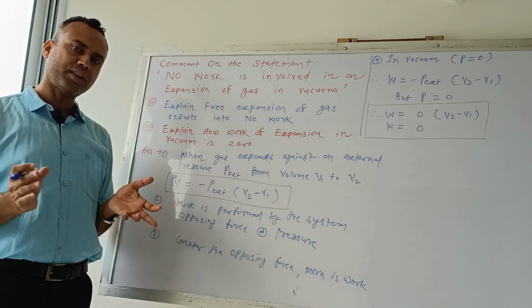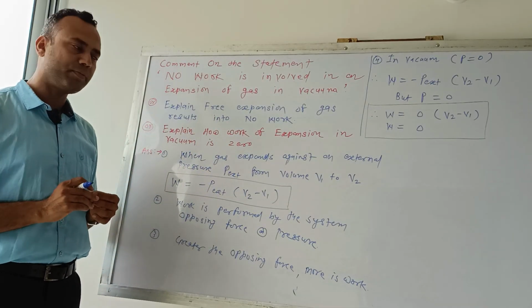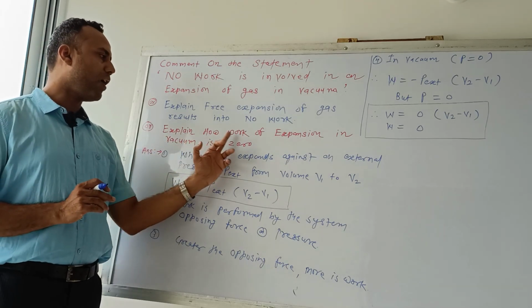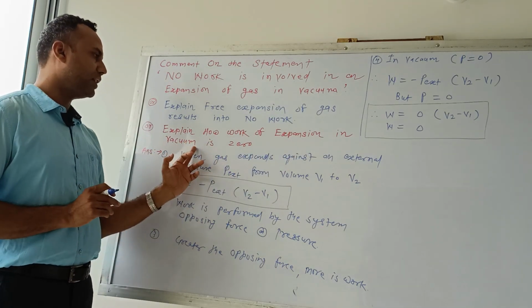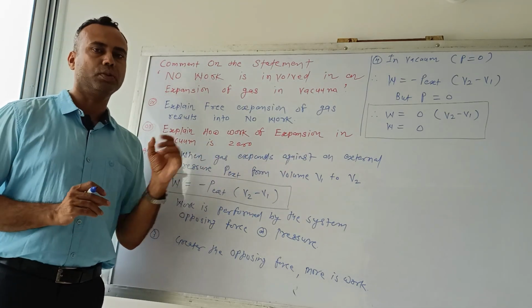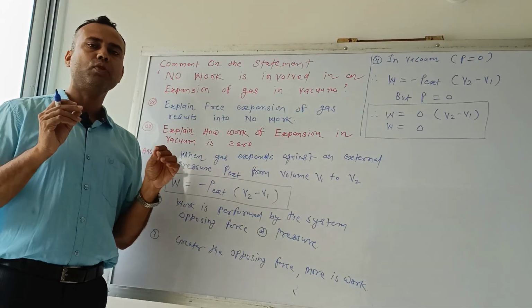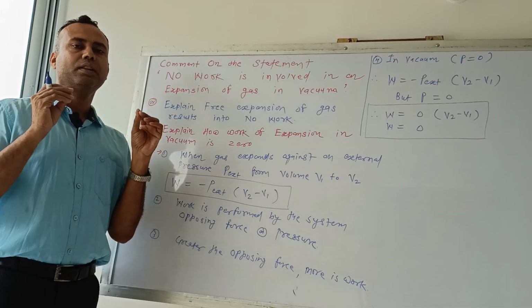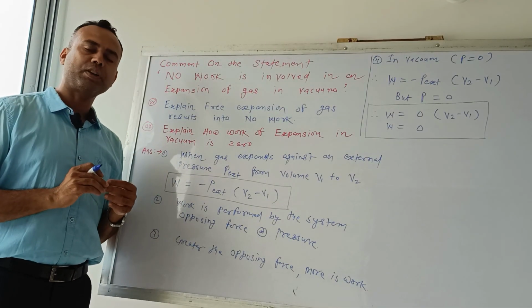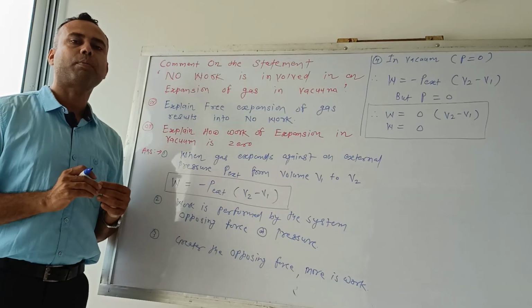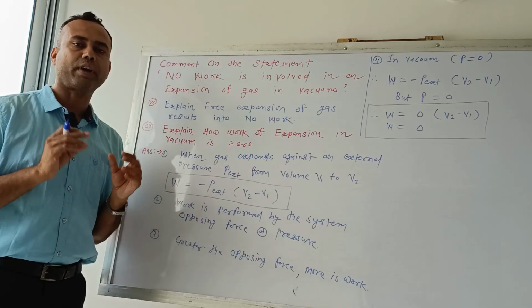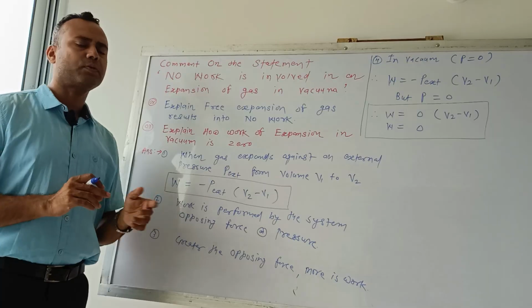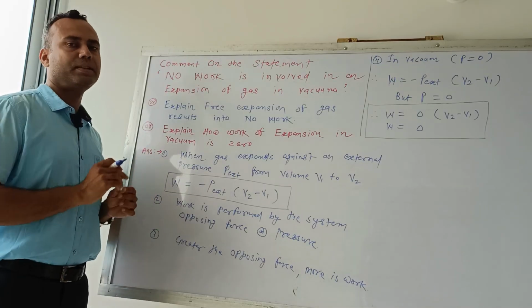The same way, this question is also asked in a third type: explain how work of expansion in vacuum is zero. Means we have to prove that the work done in expansion of gas is found to be zero in the case of vacuum. So this question is asked in 3 ways, but the answer is the same.